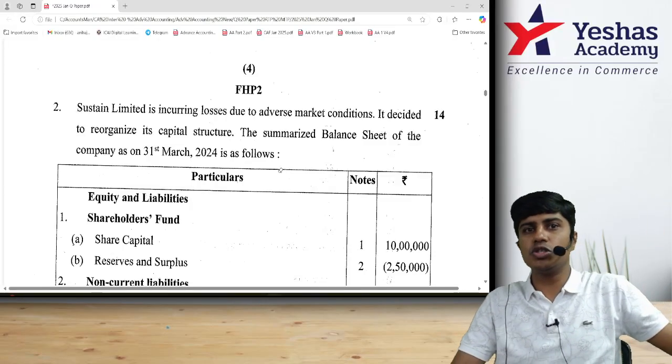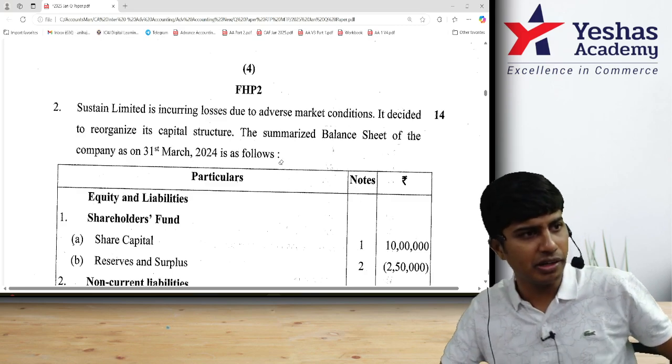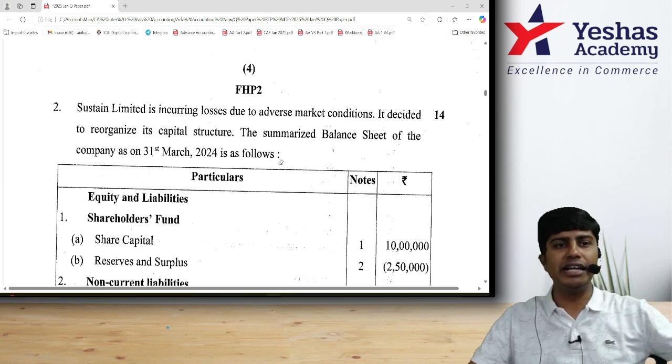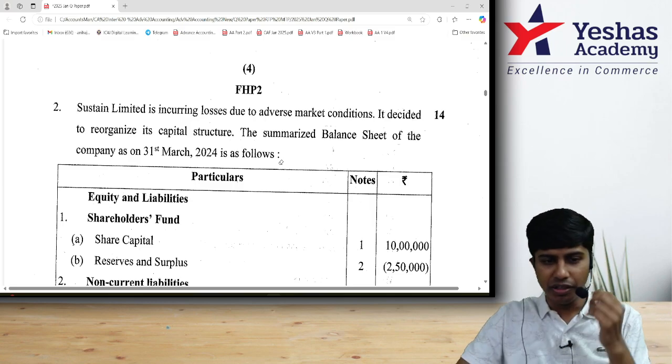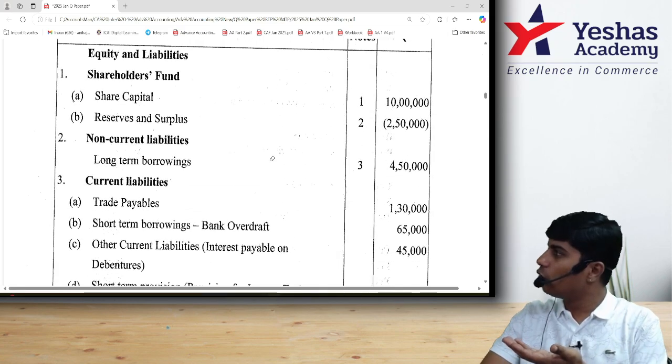Come on guys, let's now solve question number 2 from our January 2025 examination question paper. This question is from the topic of internal reconstruction. One of the very lengthy questions in this question paper. The question all by itself will go for 4 pages.